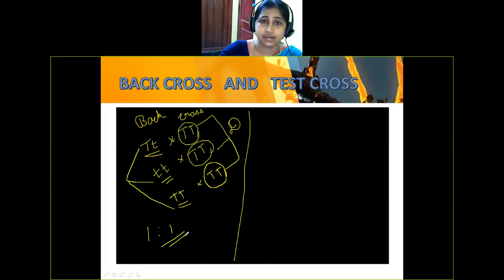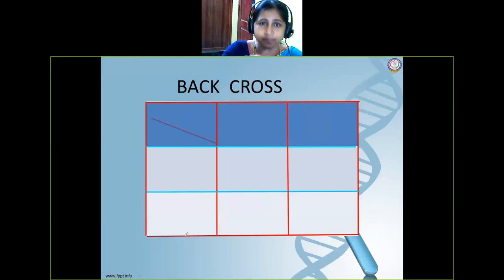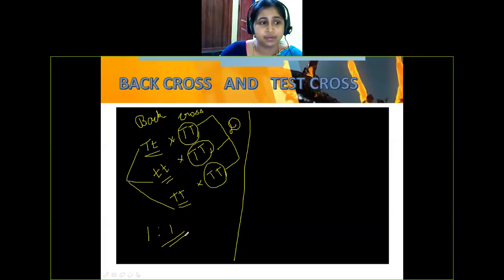In the next slide, I'm going to do the Punnett square. Punnett is a scientist who gave this method, like a checkerboard method. I'll just show once. See, like this checkerboard method they gave for the easy calculation. We'll complete it for the test cross also.